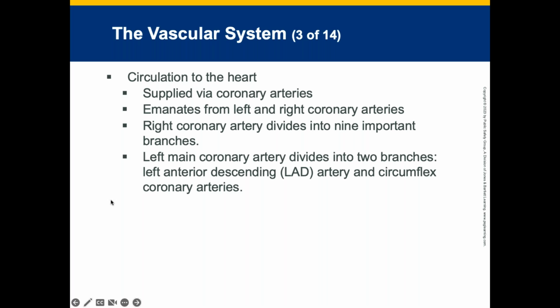As far as circulation of the heart goes, it is supplied via the coronary arteries, which emanate from the left and right coronary arteries. The right coronary artery divides into nine important branches. The left main coronary artery is the largest and shortest of the myocardial blood vessels, which divides into two branches called the LAD, left anterior descending, and the circumflex coronary arteries.